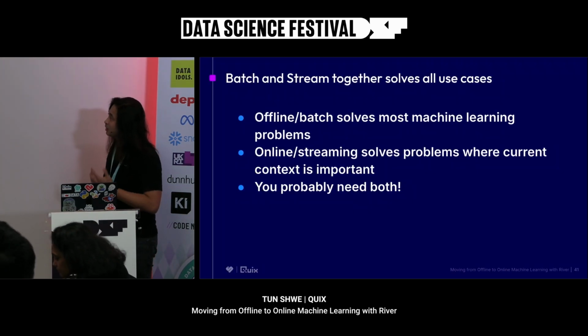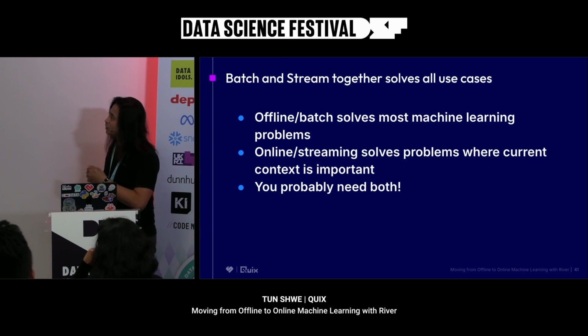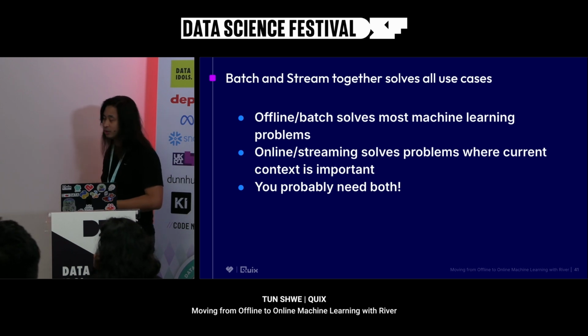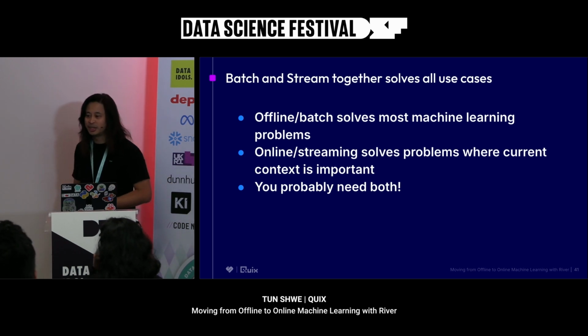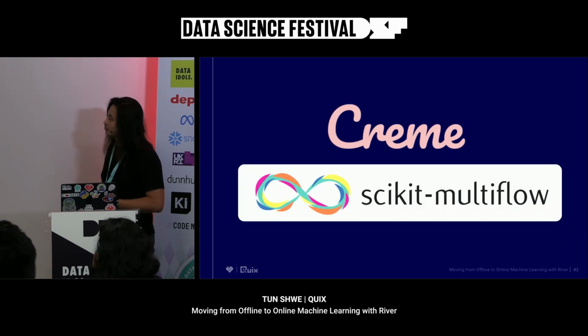So using them both together helps you solve these cases. You've got offline, which solves most machine learning problems, as we know, and you've got online, which solves problems where current context is important. And you would probably need both. I love the product managers that go out there and find those use cases. So let's talk about some of these libraries that enable that.